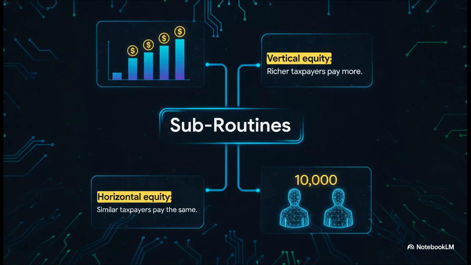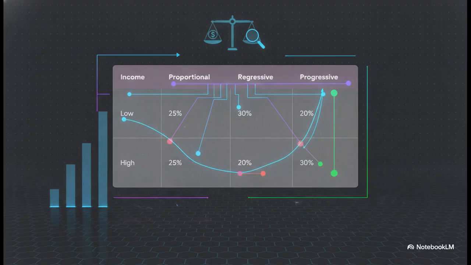Now, if we select that ability to pay principle, it breaks down into 2 distinct subroutines. First, we have vertical equity, which basically means that richer taxpayers should pay more. Then we have horizontal equity, which means that taxpayers with the exact same ability to pay should contribute the exact same amount. Sounds simple enough, right? Well, let's see what happens when we actually try to translate this into law. Let's look at vertical equity first. Pretty much everyone agrees the rich should pay more. But the big question is, how much more?